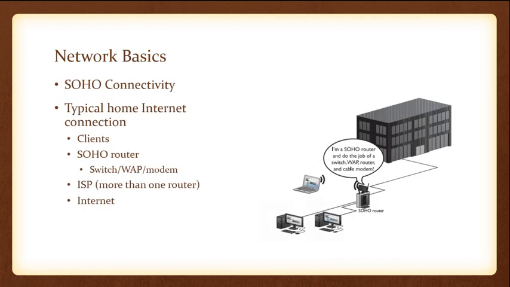In order for you to properly set up a SOHO LAN, you need a few things. You obviously need a client, which is a device that you're trying to connect. You need a SOHO router, which is also typically a switch and a WAP and a modem. They're all kind of like an all-in-one bundle, and that allows you to not only talk to those people nearby, but also talk to these people across the street, across the country, wherever the other LAN is.